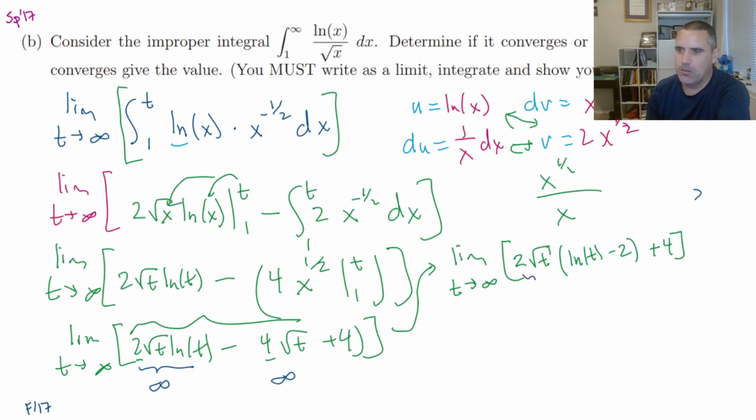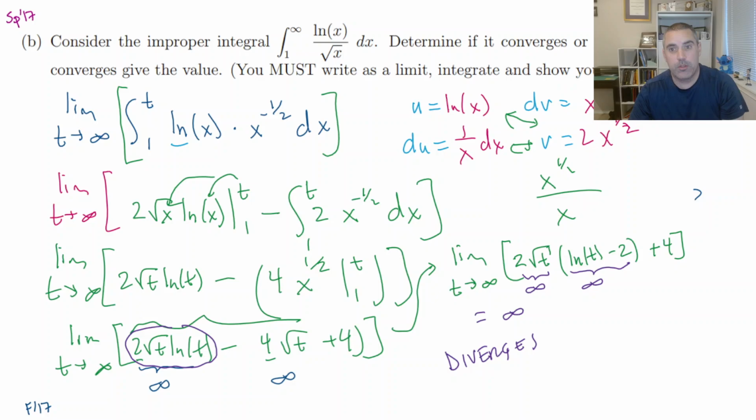This goes to infinity. This goes to infinity. And now I can see I am multiplying two things that are getting really large, and so this whole thing goes to infinity. And we say it diverges. So ultimately, this is growing much faster than that. But it helped me to put them together to make sure that was true.